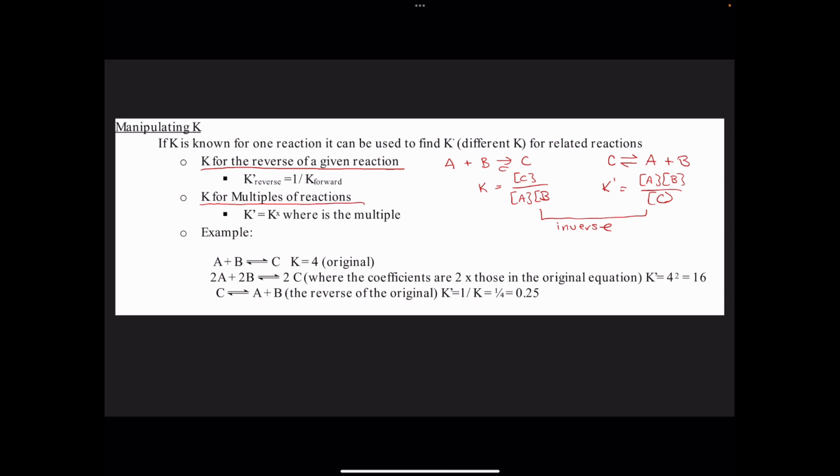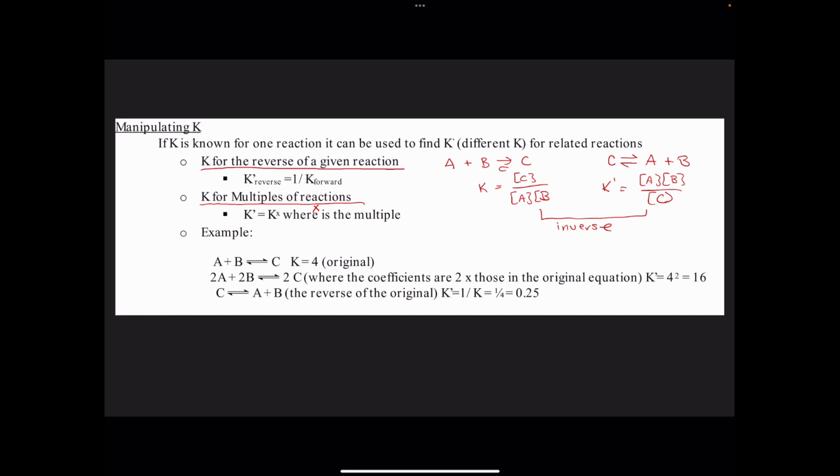Now we can also encounter K's for multiples of reactions. In that case, K prime will equal K to the X, where X is the multiple. So we can look, for example, at A plus B producing C, and we're told K is 4.